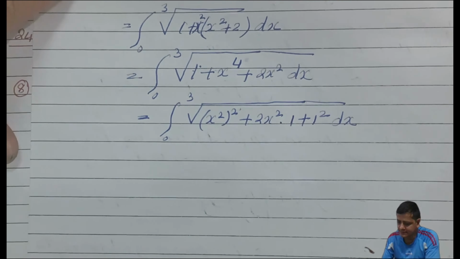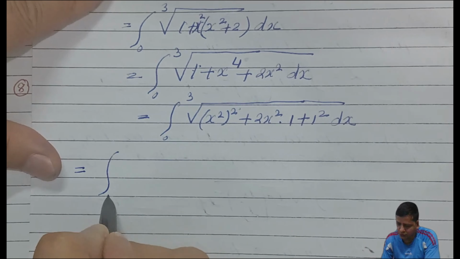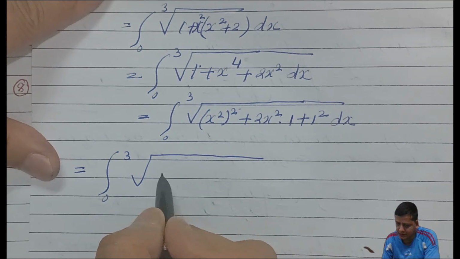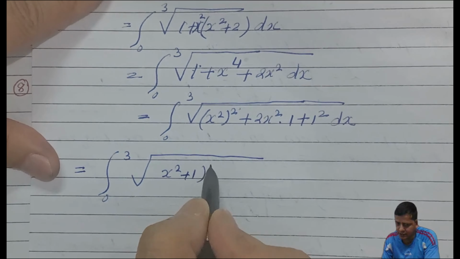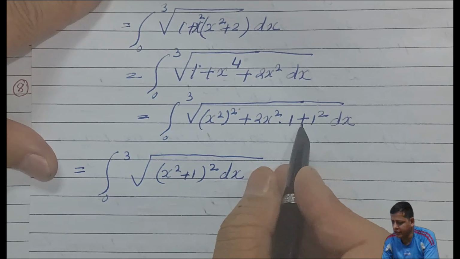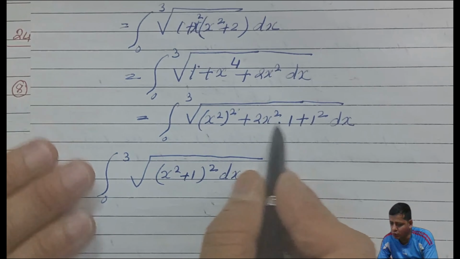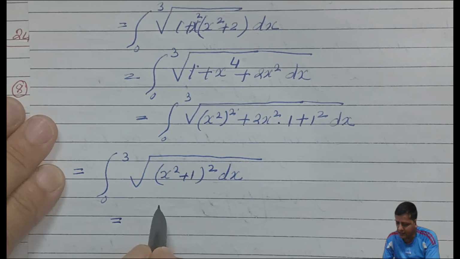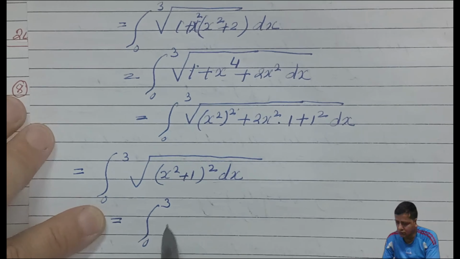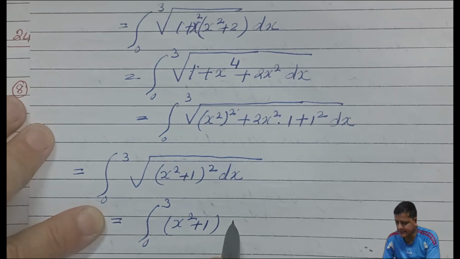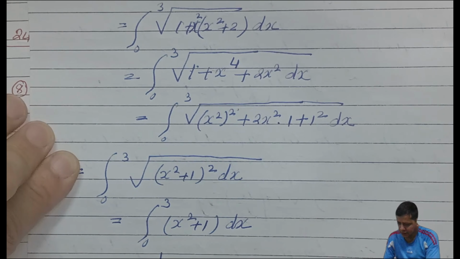So we can make this as integration from 0 to 3, because we made it in the form x square plus 1 whole square dx. Why? Because we have made this in the form of a plus b whole square. A plus b whole square format is there, so it becomes this. So further we can simplify this by removing the root, so it becomes x square plus 1 dx, and then further integrate it.